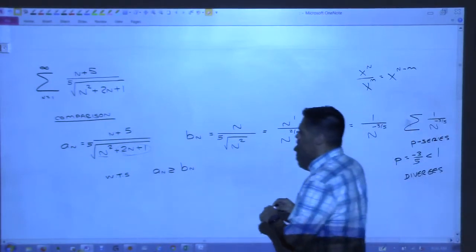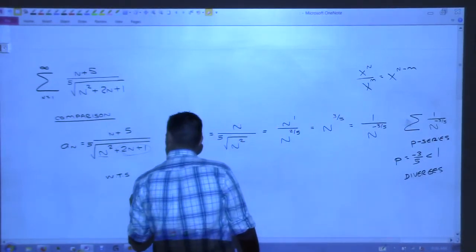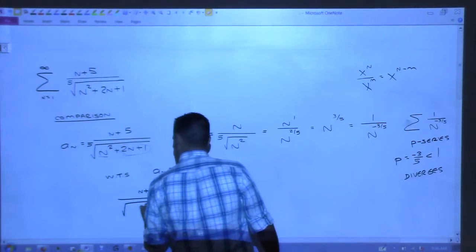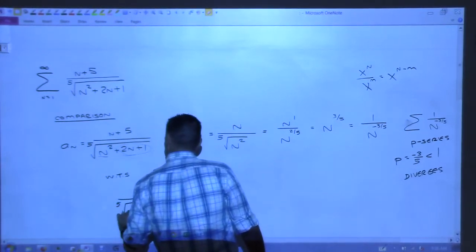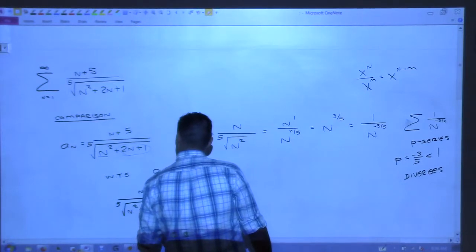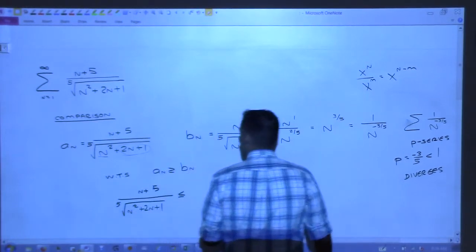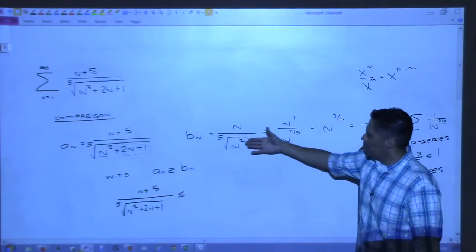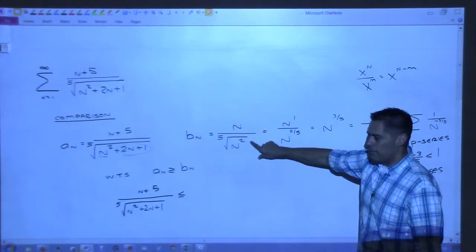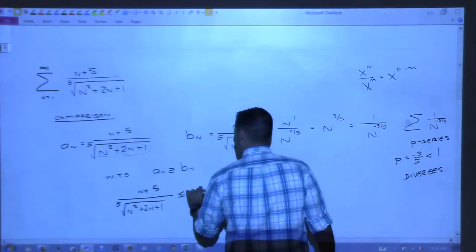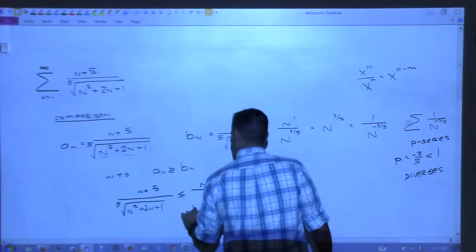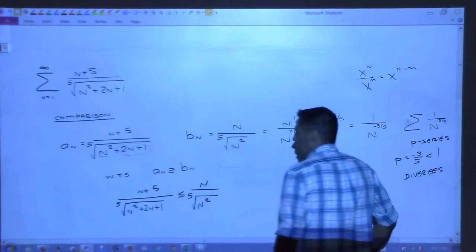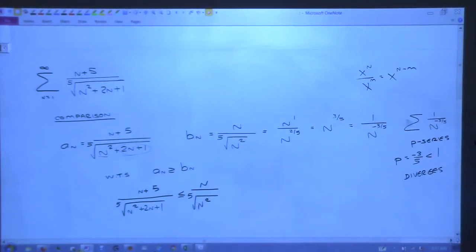So can we show this? Can we show that n plus 5 over the fifth root of n squared plus 2n plus 1 is less than or equal to, and you can use any of these, I'm going to use this one, and you'll see why in a second, n over the fifth root of n squared? Let's see if we can show that that's true.